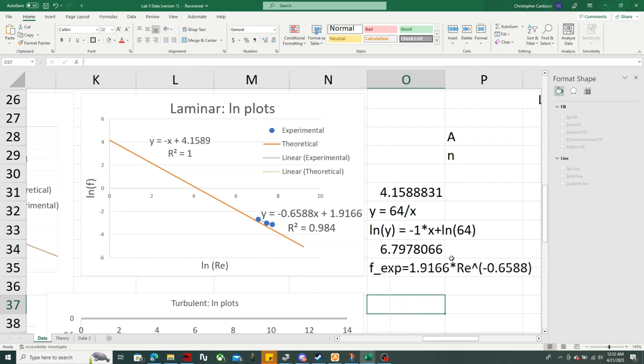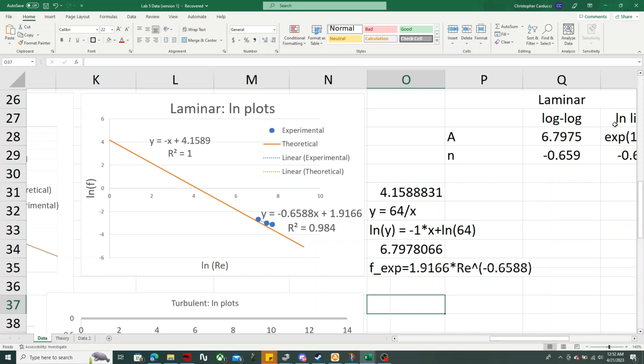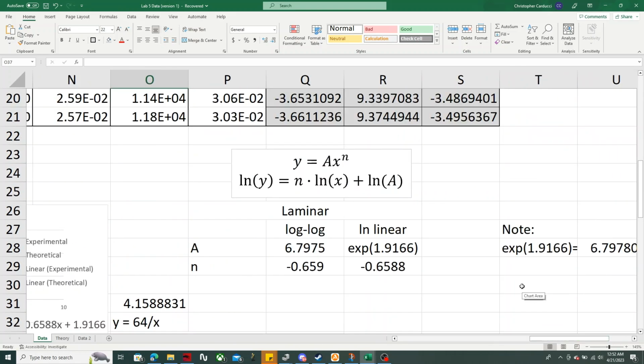This is not a simple concept. Many of you, this might be the first time you are seeing this. So just give it a few seconds, see if you can replicate what I got, see if you can make heads or tails of it. But regardless, whether or not you go with the log-log method or the natural log linear method, you should be able to find the coefficient that's out in front and then the exponent to which the Reynolds number works at. So you can see here I have reconstructed both in the same way.